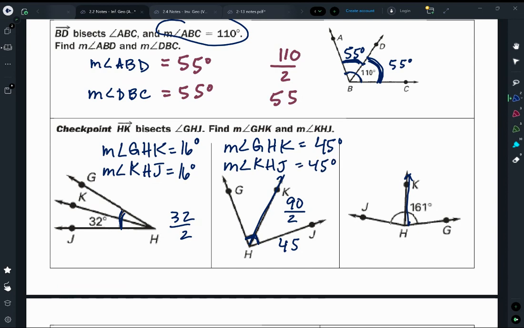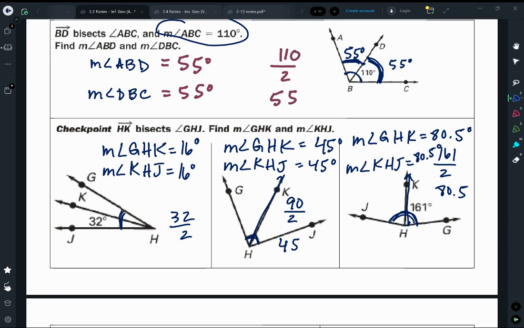Last one, we have a smooth curve again, 161. When we divide that by 2, it's going to be 80.5. So the measure of angle GHK is 80.5 degrees. And same thing for the measure of angle KHJ, 80.5 degrees. All right, on to our next example.